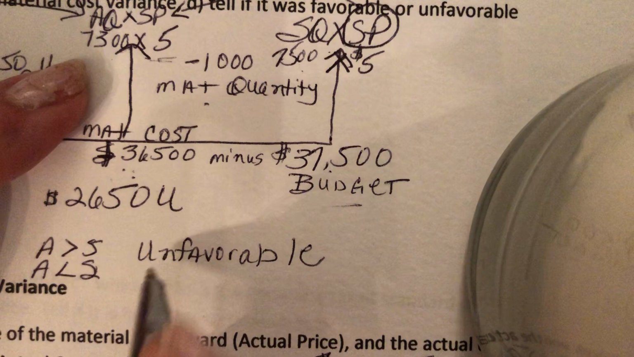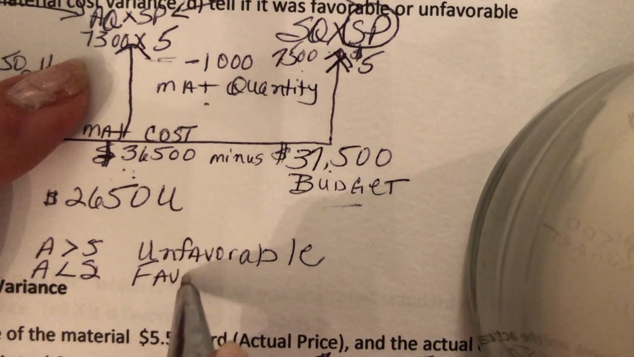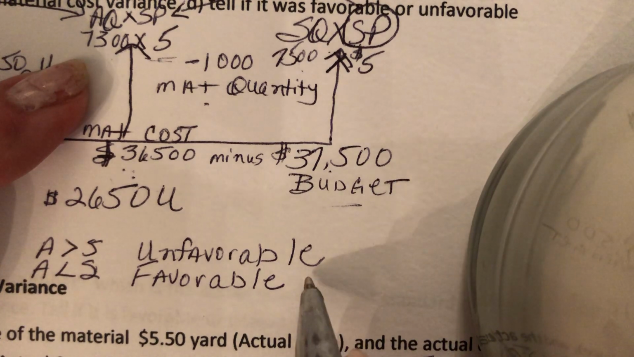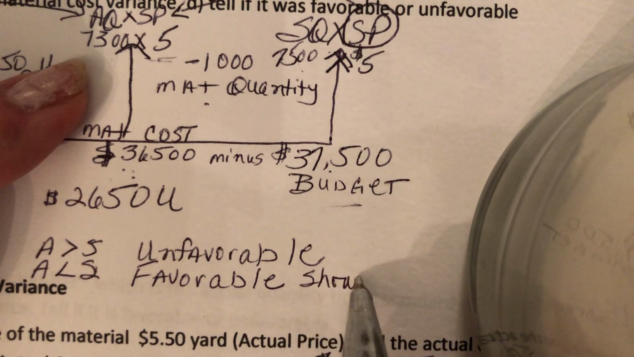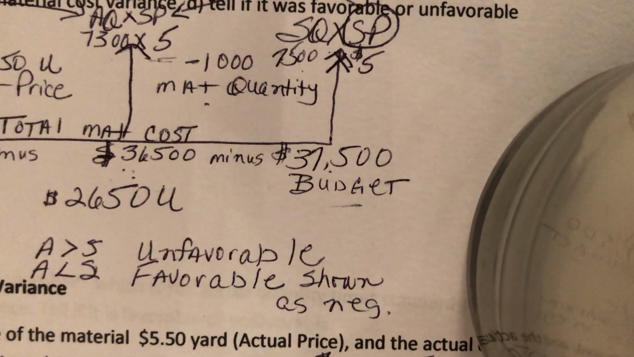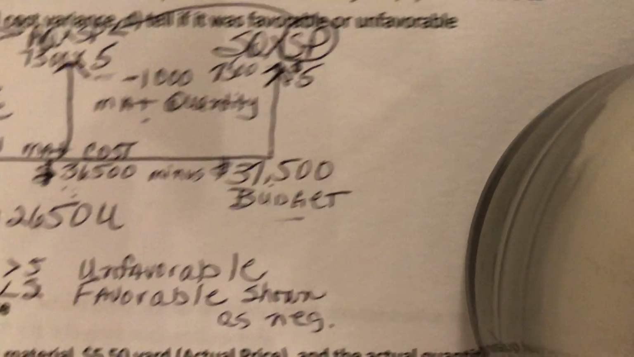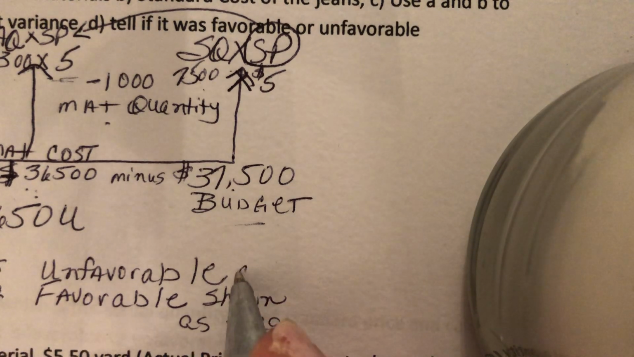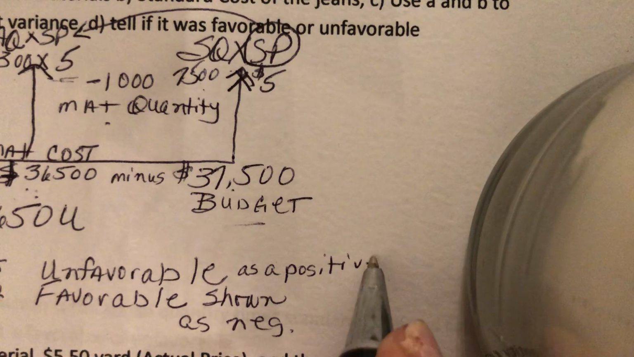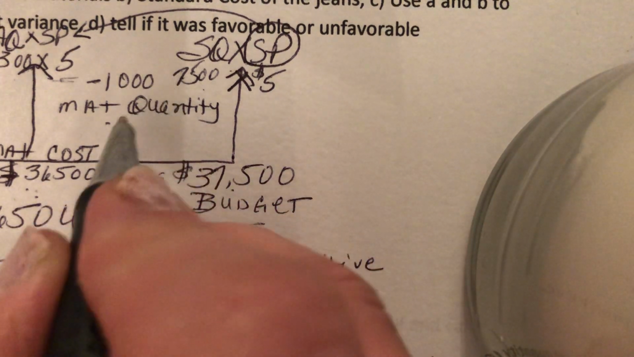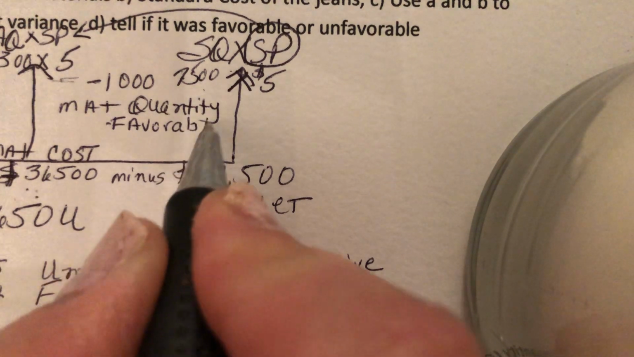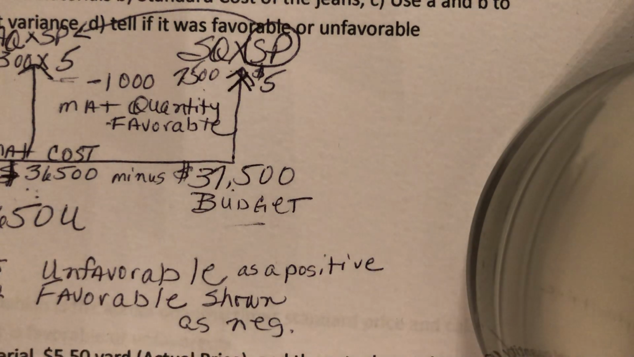In this case, your quantity, so if actual is less than standard, then it's going to be a favorable variance, and it is shown as a negative. Okay, that one will be shown as a negative. Unfavorable is shown as a positive. So in this case, it's going to be a favorable difference. You used less material than you budgeted.